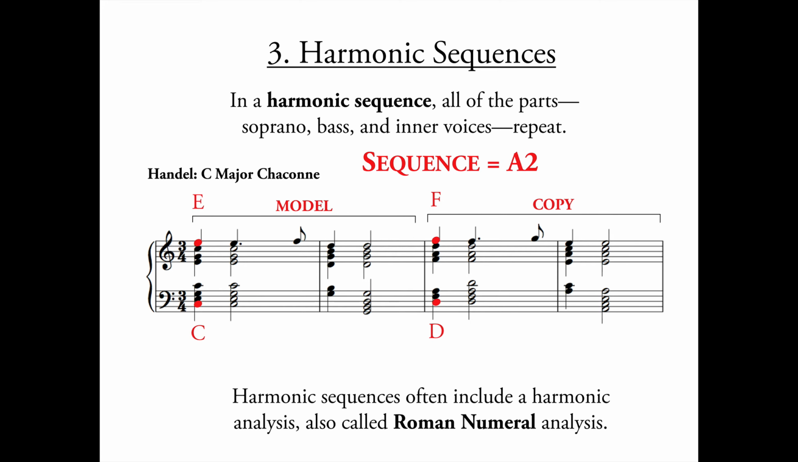Harmonic sequences often include a harmonic analysis, also called Roman numeral analysis. Here the key is C major and the chords are 1, 4, or 1, 5, 2, and 6. The chords in a harmonic sequence may be triads or seventh chords, and they may also be in root position or in inversion.